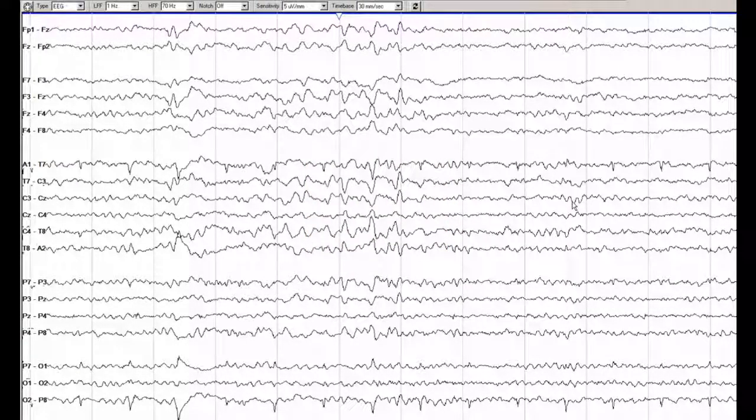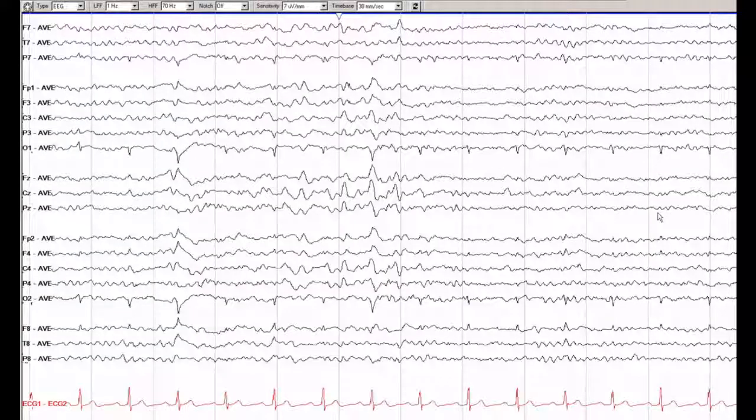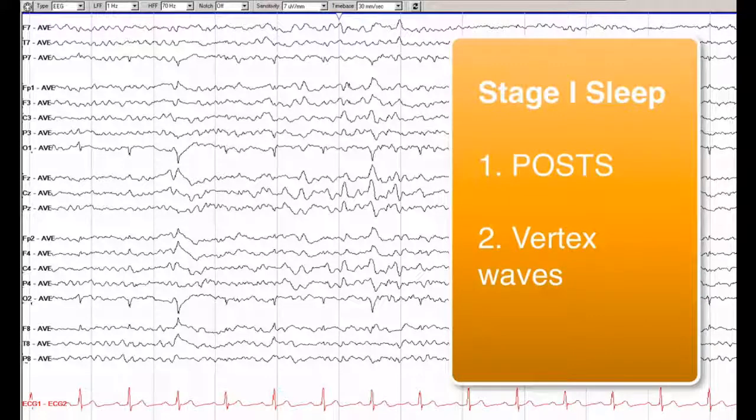It is often useful to look at sleep using a transverse montage, as many other sleep transients, as you will see, are maximal in the central head region. I have switched the montage again, this time to an average reference montage, simply to confirm that these waveforms are highest voltage and negatively charged at CZ, C3, and C4, aka the vertex region of the head. To summarize, the two main components of stage 1 sleep are posts and vertex waves.